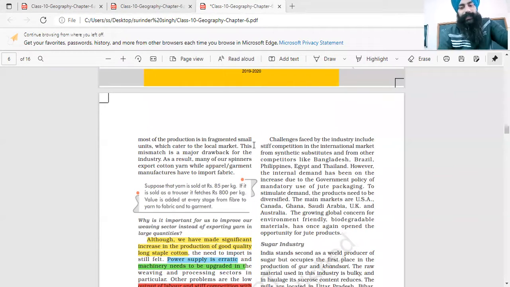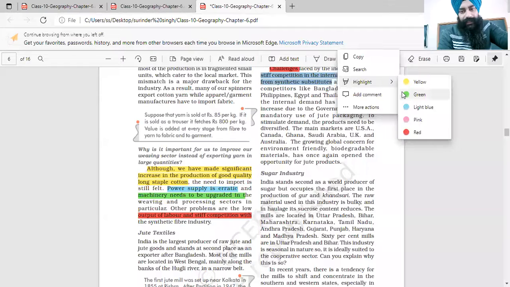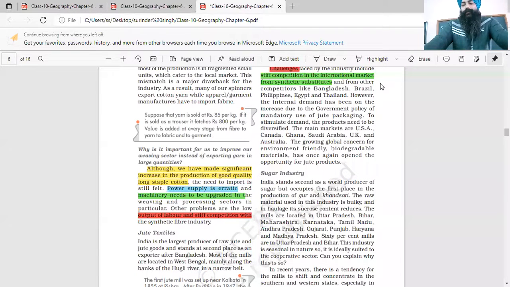The Indian jute industry is facing certain challenges. Problems associated with the jute industry in India: it faces stiff competition from synthetic fibers like nylon and polyester, which has decreased the use of jute and its production is declining.